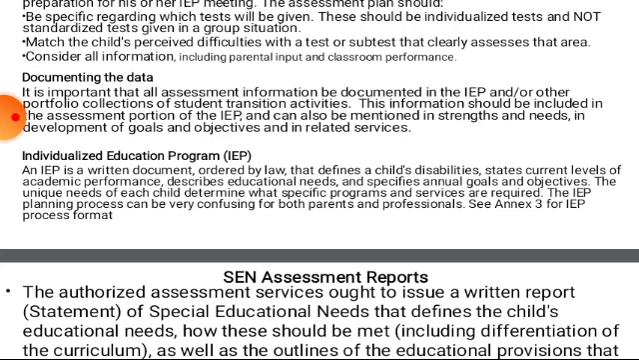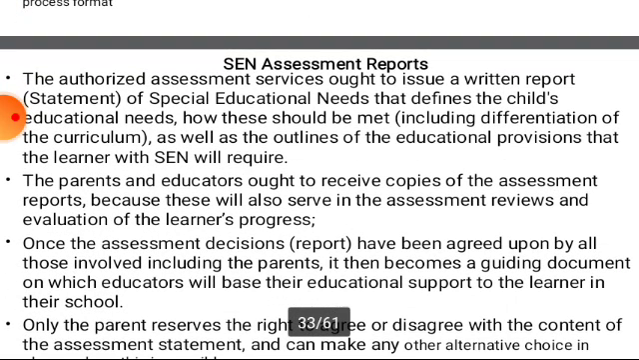The IEP planning process can be very confusing for both parents and professionals. Special Educational Needs Assessment Report. The authorized assessment services ought to issue a written report or a statement of special educational needs that defines the child's educational needs, how these should be met, including differentiation of the curriculum, as well as the outlines of the educational provisions that the learner with special educational needs will require. The parents and educators ought to receive copies of the assessment report because these also serve in the assessment reviews and evaluation of the learner's progress.